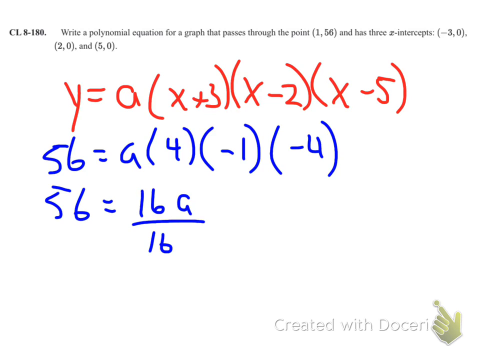And when I divide by 16, I get a to be 3.5. So now I go back to my original problem here that I have in red, and instead of writing an a, I write what a equals, so I make that a 3.5. So my equation is y equals 3.5 times x plus 3, x minus 2, x minus 5.